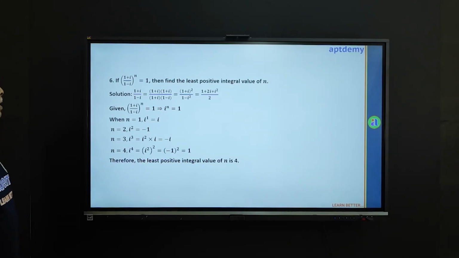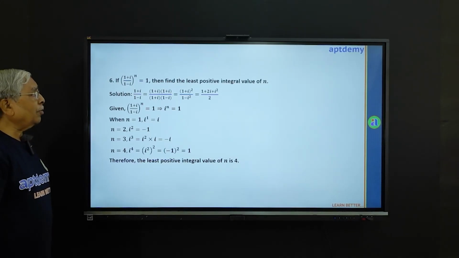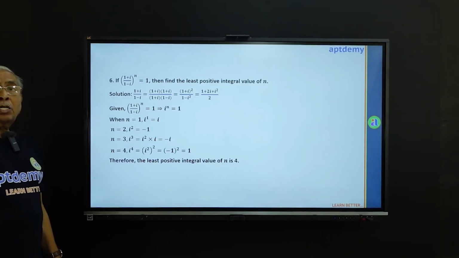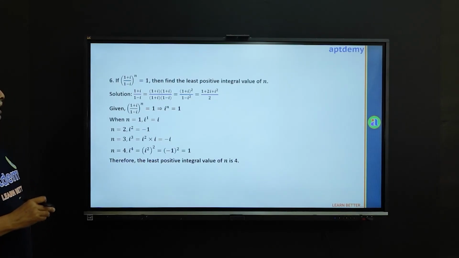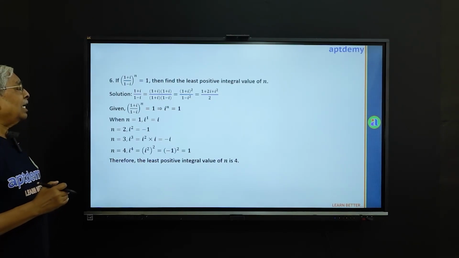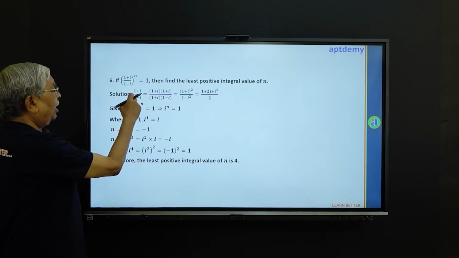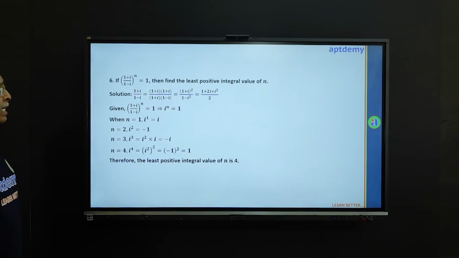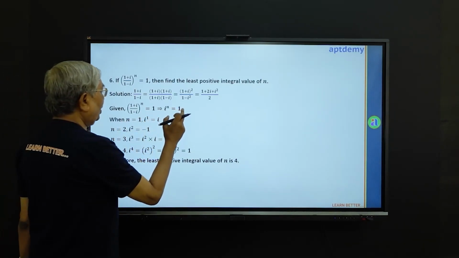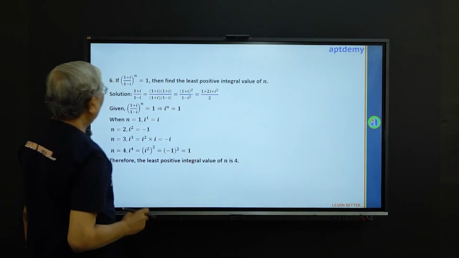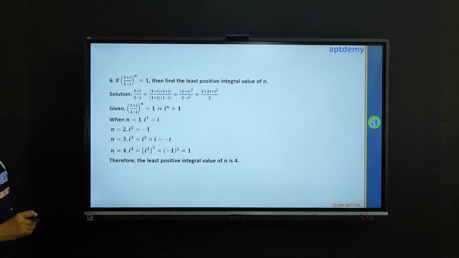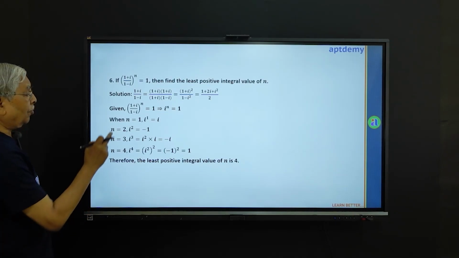If ((1 plus i) by (1 minus i)) whole to the power n equal to 1, the least positive integral value of n you have to find. First, (1 plus i) by (1 minus i), put in the form a plus ib. So you have to rationalize this. You have to multiply numerator and denominator by 1 plus i. After simplification, this will give only i. So left hand side equal ((1 plus i) by (1 minus i)) whole to the power n equal to 1 implies i to the power n equal to 1.